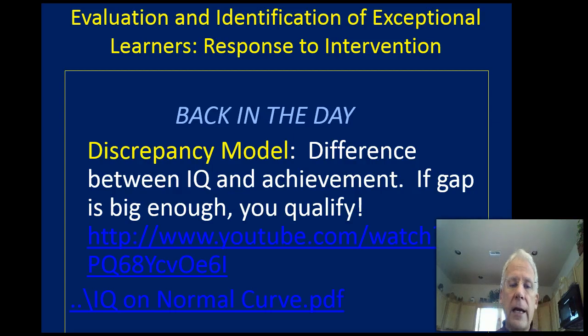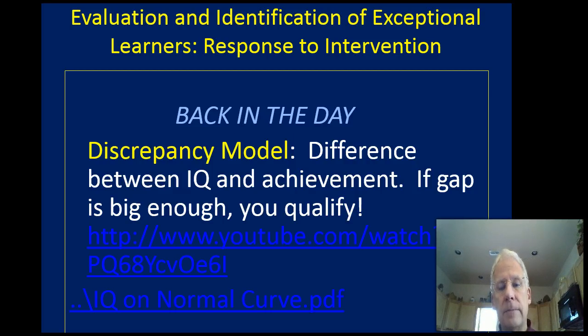Back in the day, there was something called the discrepancy model. The student was given an IQ test and then given an achievement test. It might be reading or math. And then if there was a gap between the IQ and the achievement, and if that gap was big enough as defined by the state, then that student qualified, okay?